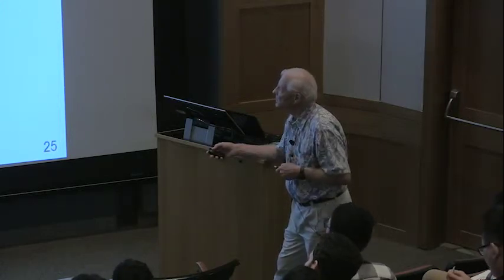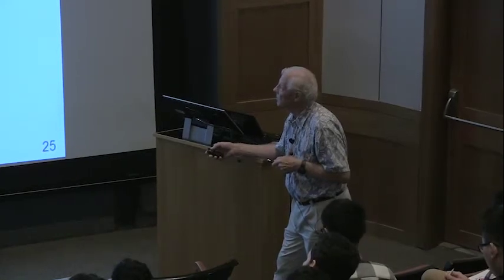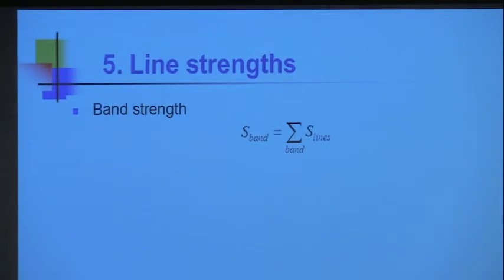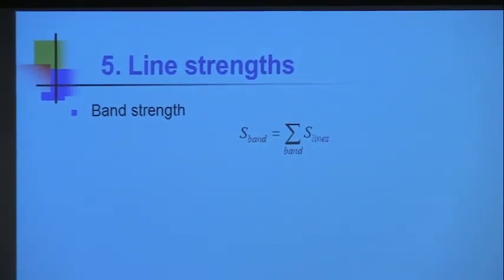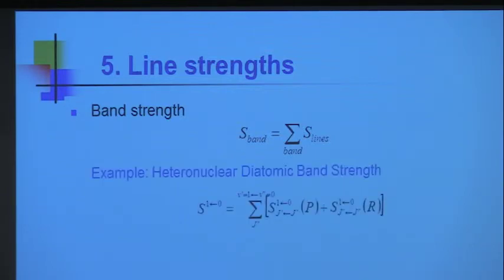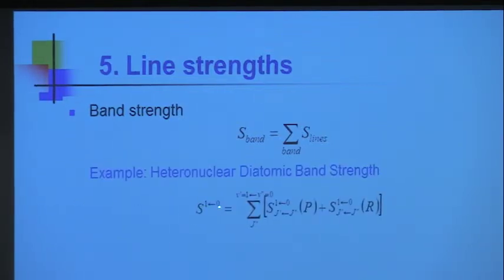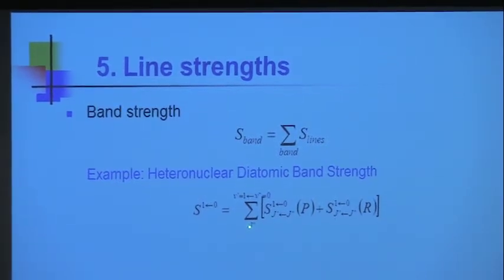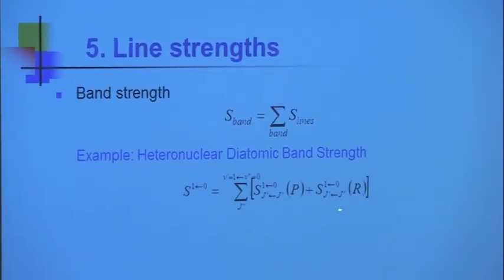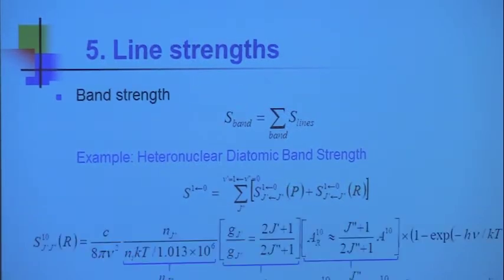Okay, sometimes in the infrared, people will talk about a band strength. Maybe we have carbon monoxide, P and R branch. You want to know the strength of a line, but maybe all you can find in the literature is the band strength. The band strength is nothing more than the sum of the line strengths. Now in the case of a fundamental transition, 0 to 1, we have to sum over all the possible values of J, and we have to recognize there's both R and there's P.